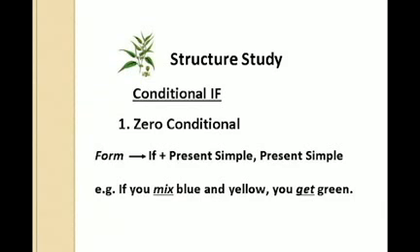The form of the zero conditional is if plus present simple, comma, present simple. This means that present simple is used in both the if clause and the main clause. Let's look at the example. If you mix blue and yellow, you get green. We use the zero conditional here because making green by mixing yellow and blue is generally true.